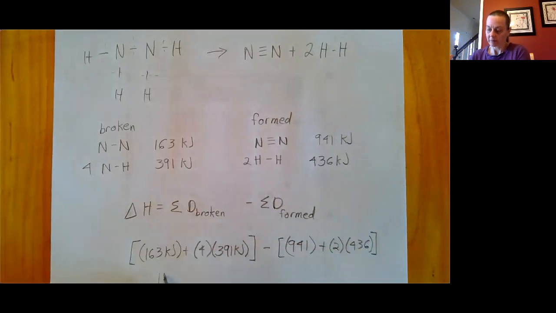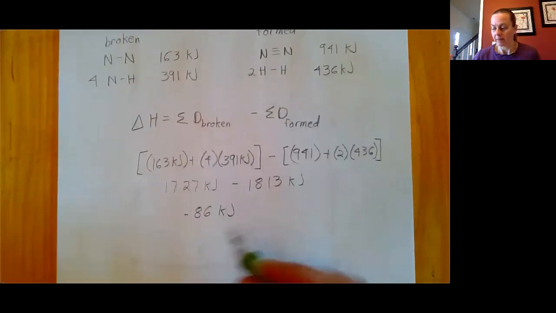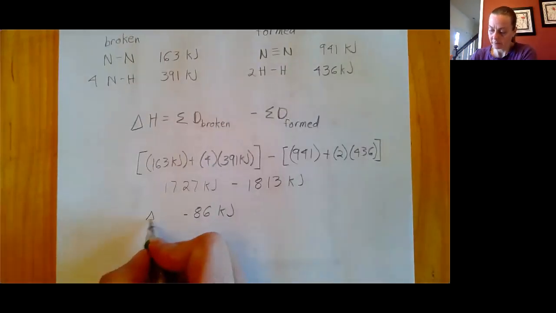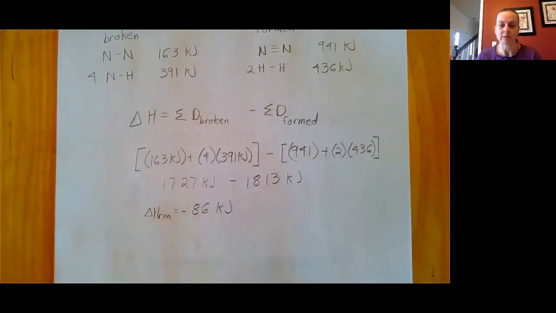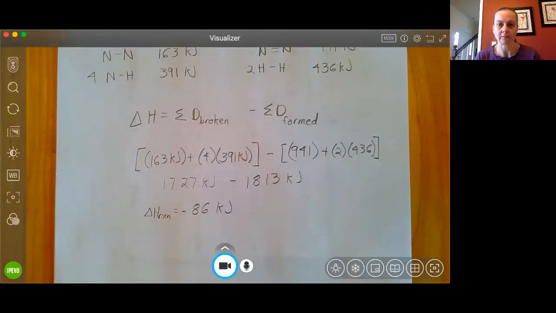We have 1,727 kilojoules minus 1,813 kilojoules. And we get negative 86 kilojoules. And so we would say that the delta H for this reaction is equal to negative 86 kilojoules. So this is an endothermic reaction.